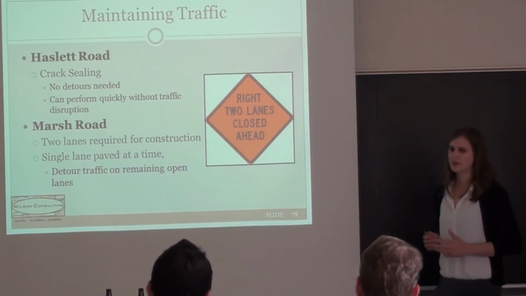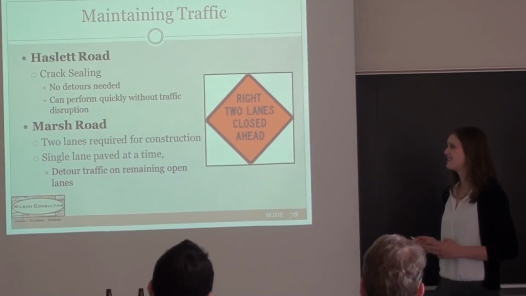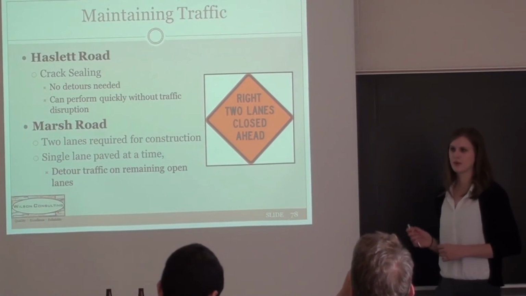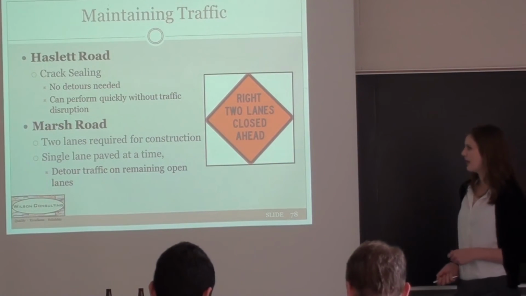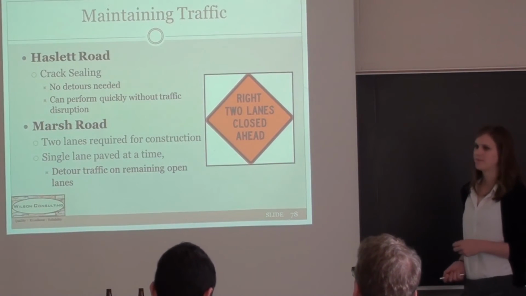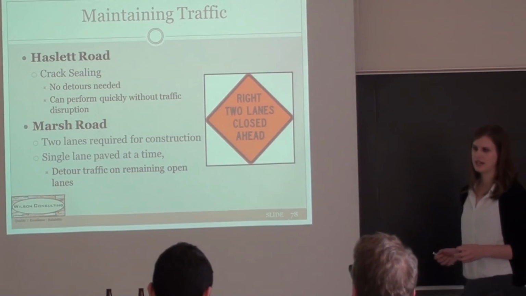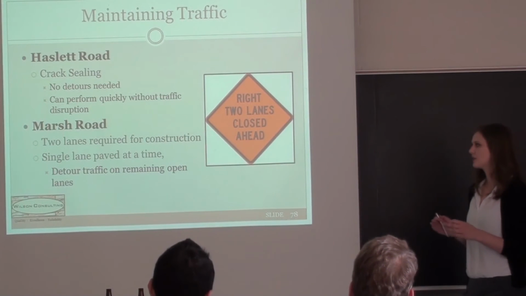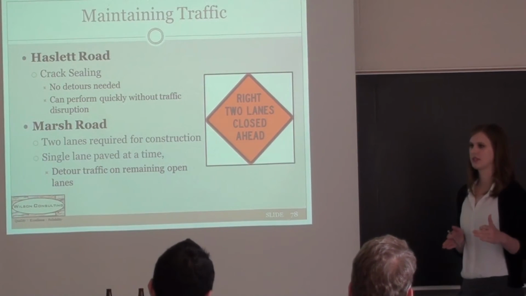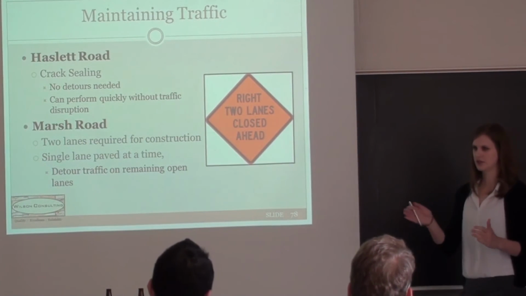So to maintain traffic while all this construction is going on, Hazlet does not require any detours. It can be performed very quickly, so there's no maintaining traffic requirements for that. For Marsh Road, the construction will take up 2 lanes at a time. So 1 lane will be milled and filled at each time, closing 2 lanes, and then there are still 3 lanes available for detouring traffic.